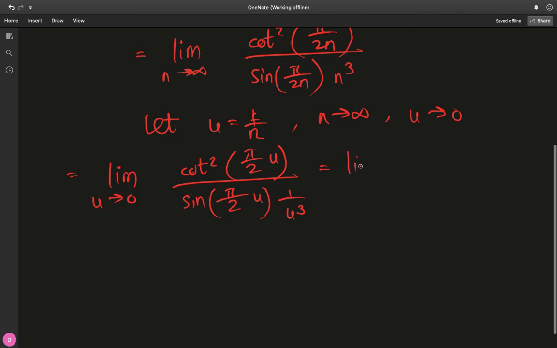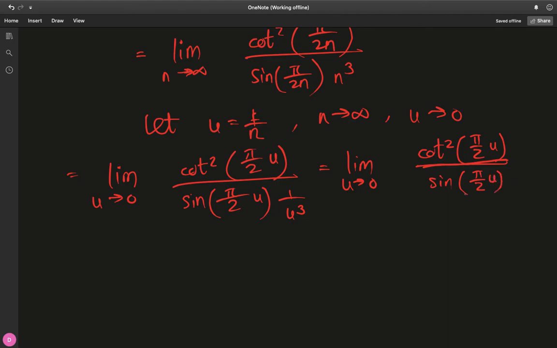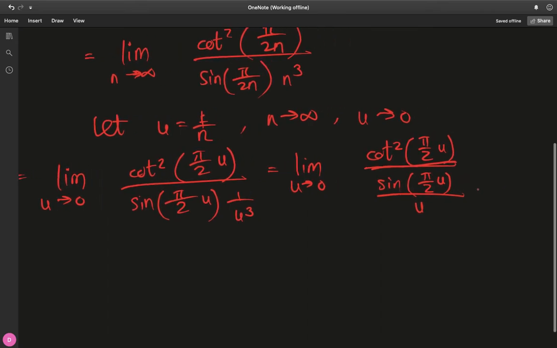Now I want to write this as the limit as u goes to 0 of cotangent squared of pi over 2 u, divided by sine of pi over 2 u, divided by u, times 1 over u squared. So I'm just taking a u out of the u cubed.